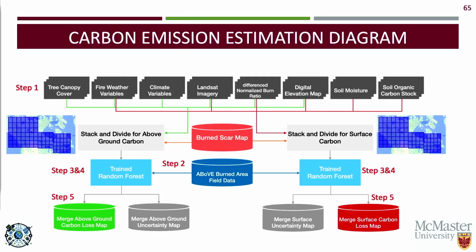In step 4, we train the random forest using the predictor variables and target variables from the first 2 steps. In the last step, we then can use the trained random forest to make carbon emission estimation for both above ground carbon emission as well as soil surface carbon emission. In other words, we divide the carbon emission task into 2 parts, above ground and soil organic or surface.